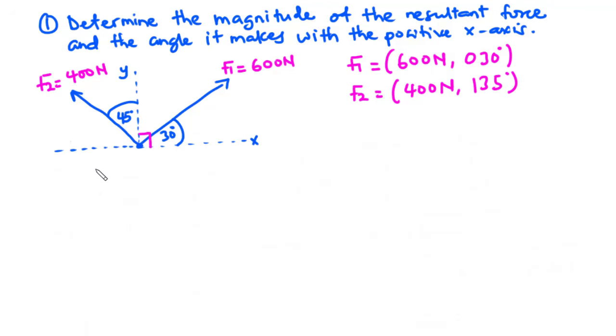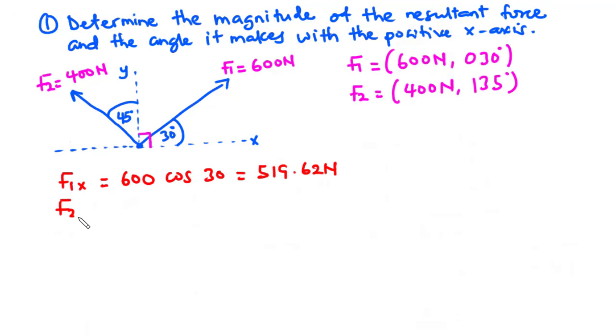So now let's find the vertical and horizontal components of the forces F1 and F2. So for F1, F1x is equal to 600 cos 30, and then 600 cos 30 is 519.62 newtons.